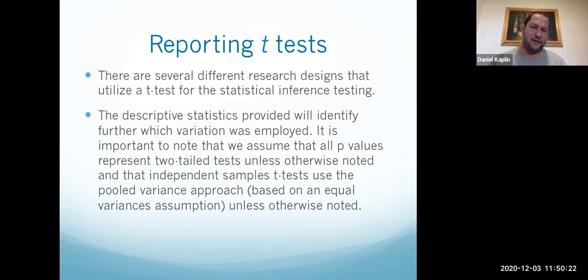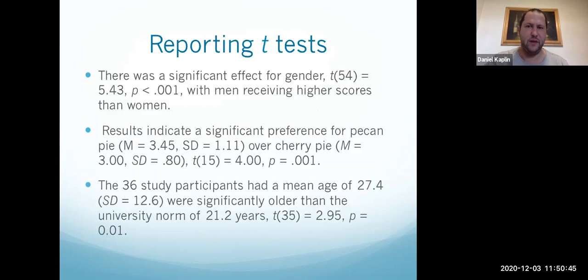For the descriptive statistics for a t-test, you're going to report any variation that was employed. If you're using a one-tailed test, tell the reader that you're using a one-tailed test because we generally assume a two-tailed test. So here, again, there are 3 different t-tests: an independent samples t-test, a one-sample t-test, and a repeated measures t-test. Each one has different assumptions, but the reader generally knows what these assumptions are.